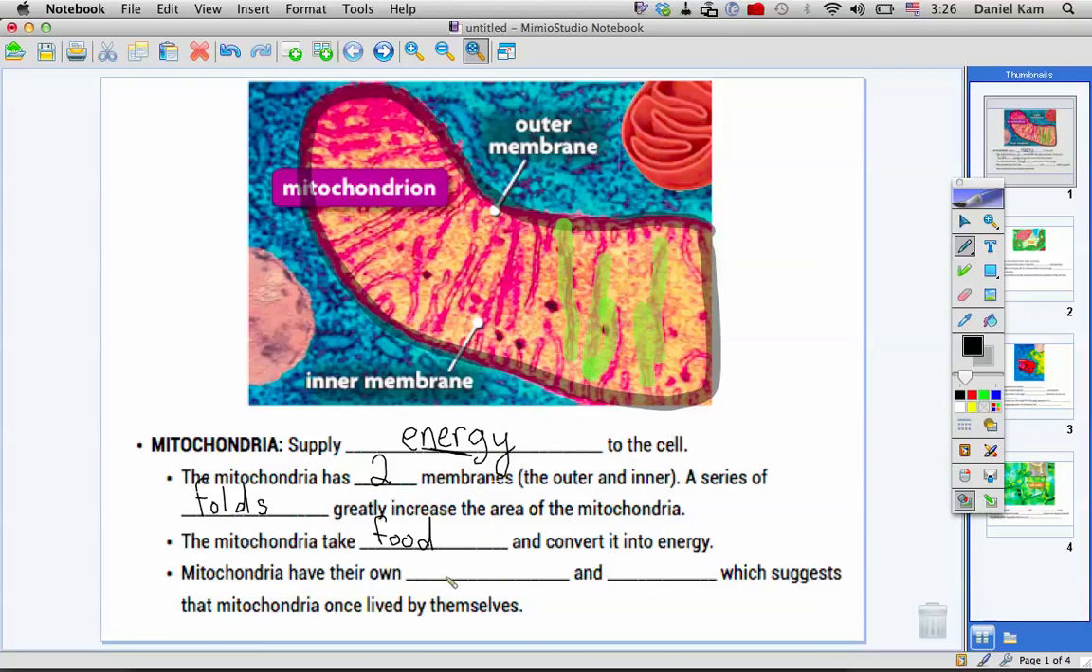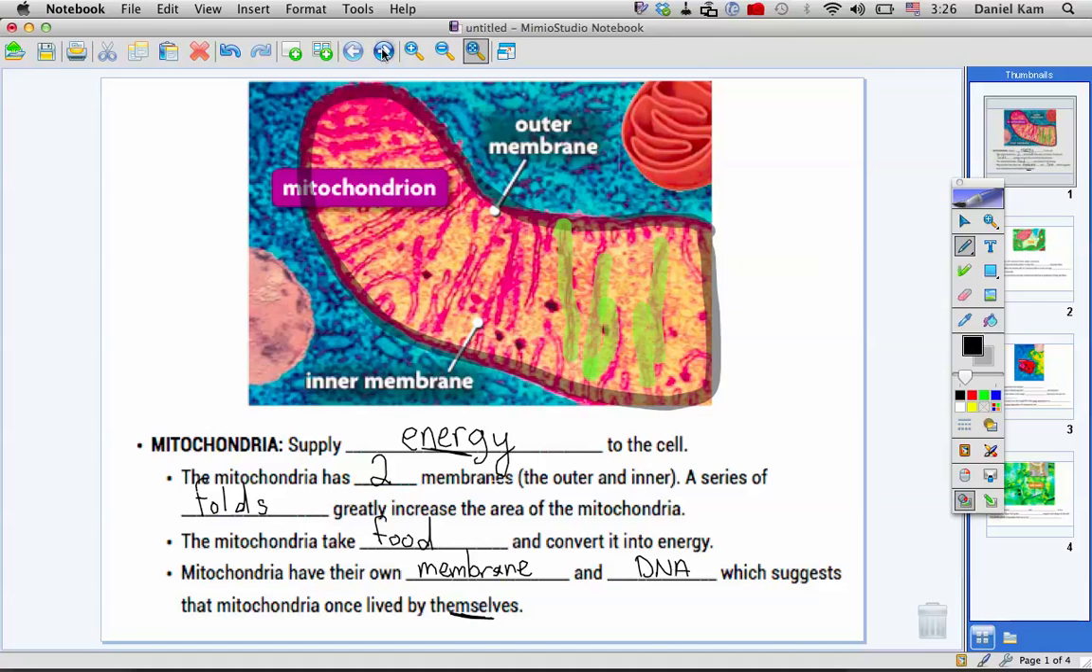Now the mitochondria have their own membrane and DNA, which suggests that the mitochondria once lived by themselves. In other words, this whole thing may have existed outside of a cell at one point just by itself.